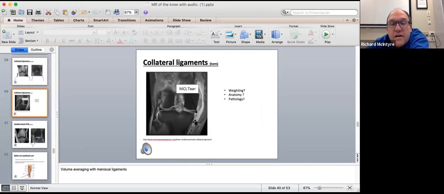Okay, and there's our collateral ligament with an MCL tear. As we've said, hopefully you've picked up through these lecture series, any disruption of these ligaments is hyperintense on T2, and you see the changes in the hypointense signal on T1. Okay, so if you've got a complete tear, you're going to see retraction of that ligament.